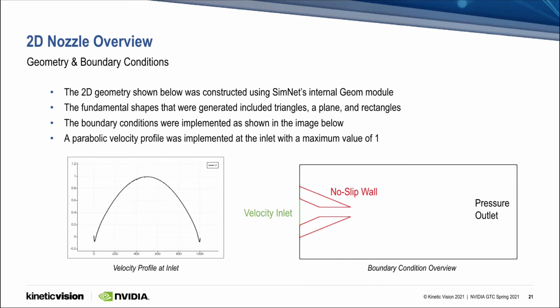So the red no-slip walls are where you apply a zero velocity condition. The velocity inlet is in the green, and then the black perimeter is a pressure outlet where you essentially have a zero gauge pressure condition. The velocity inlet is very important, and how you specify that can help improve convergence of the training process. The velocity profile that we specified for this laminar case was a parabolic velocity inlet as shown in the bottom left of this slide.